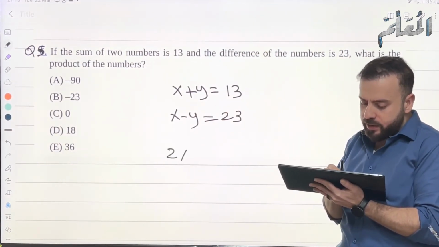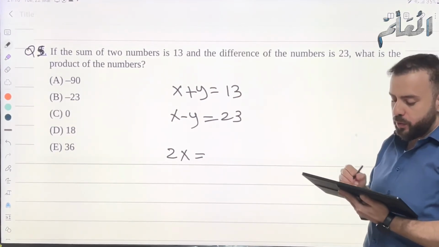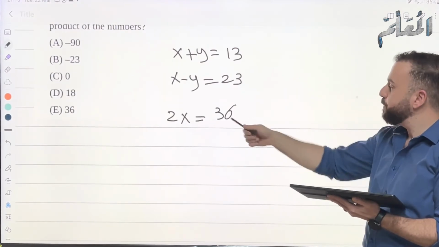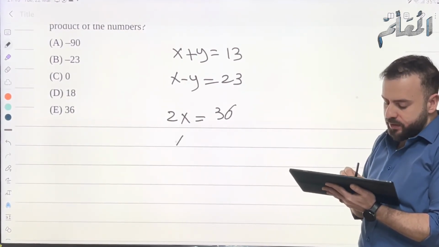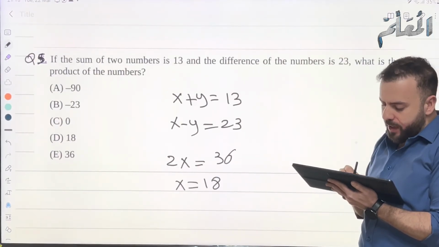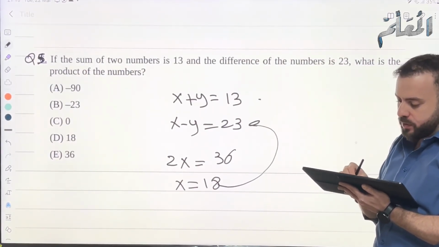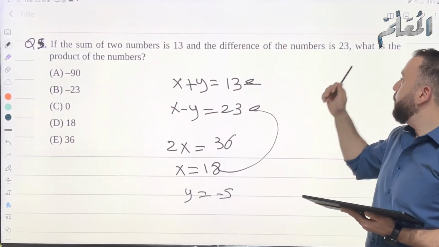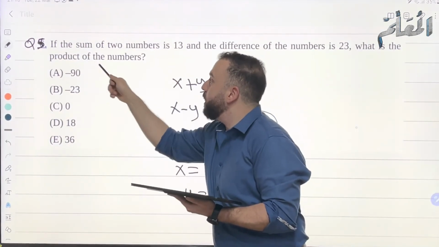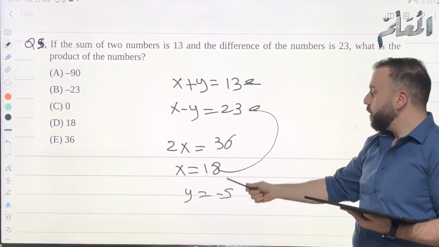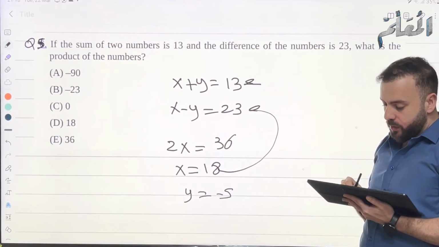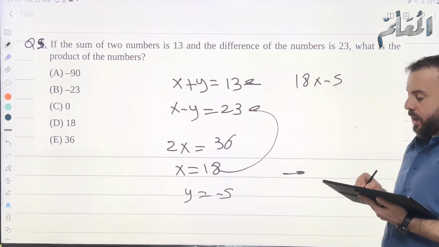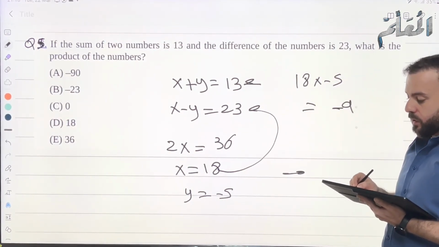So I have now 2x is equal to how much? 13 plus 23, which is equal to 36, and at the end, 2x equals 36, so x is equal to 18. If I apply 18 inside one of the equations here or here, I get y is equal to how much? Negative 5. The question is asking what is the product of the two numbers, which is 18 times negative 5. So the answer is going to be 18 times negative 5, and that is equal to negative 90.